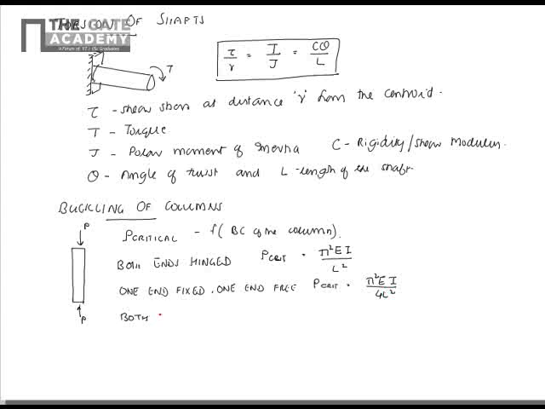Both ends fixed, we have P critical as 4 pi square EI by L square, and one end fixed, other end hinged, we have critical load as 2 pi square EI by L square. That is about buckling of columns.